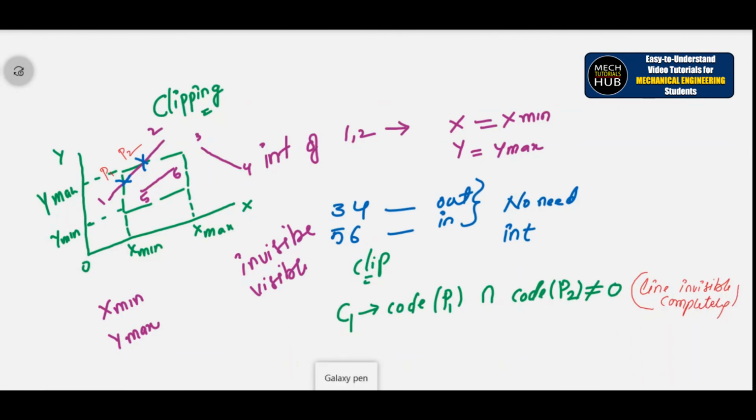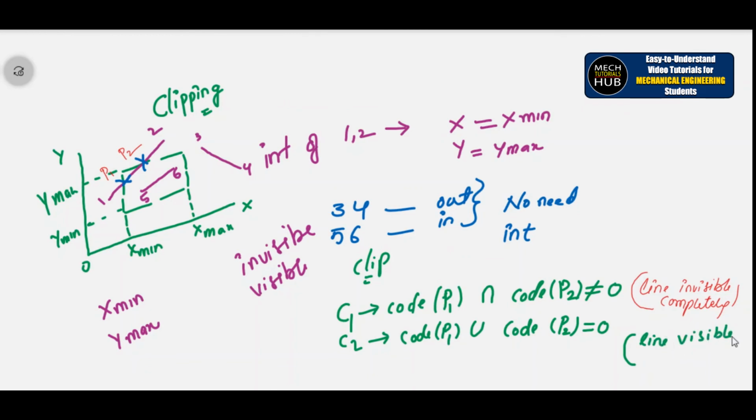Okay, that line is invisible completely. And when it comes to the second condition, let me show it here: the same code for C2, code P1 union code P2, that is equal to 0. If this is the case, then what happens? The line is visible, okay, completely.